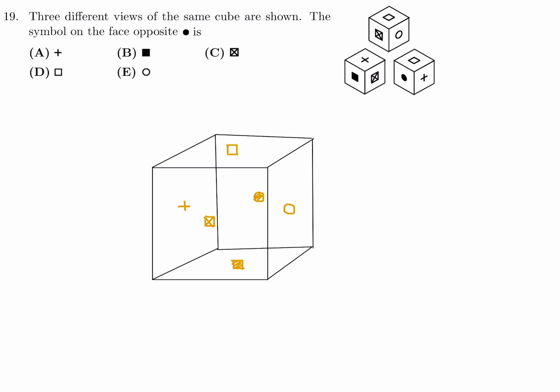So what do they want? The face opposite the circle that's filled in. So the circle that's filled in is on the back one, and therefore on the front one is this symbol here, this square with the X. So that's C for number 19.